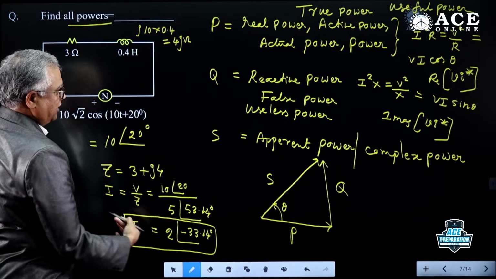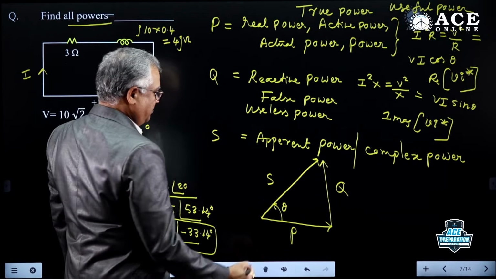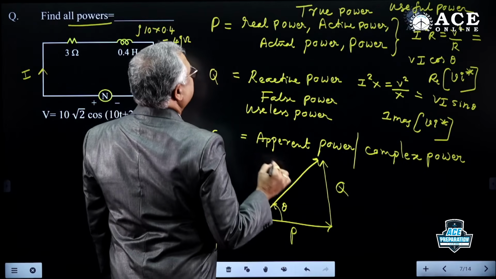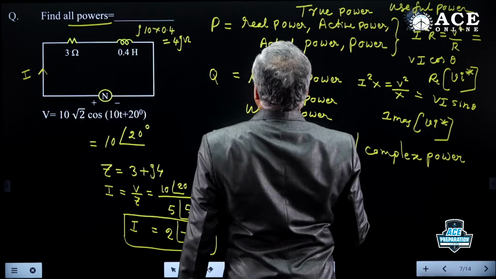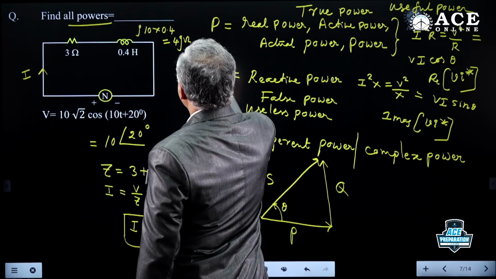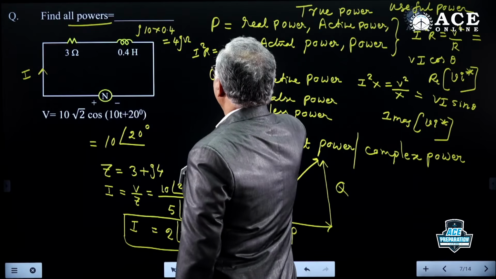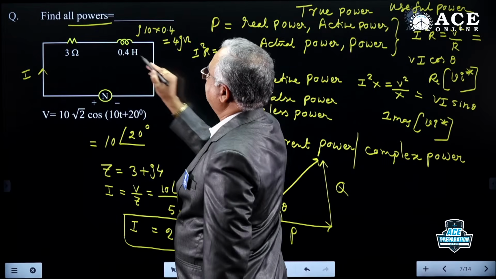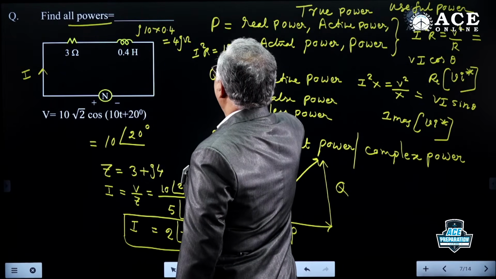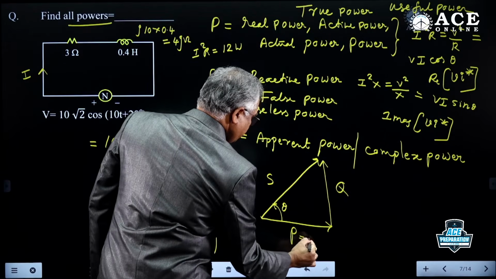So current we got it. With the help of this current you can find P. So what is the P formula? I square R. What is IRMS? It is 2. 2 square is 4, 4 into 3. So 12 watts. So P is 12 watts.